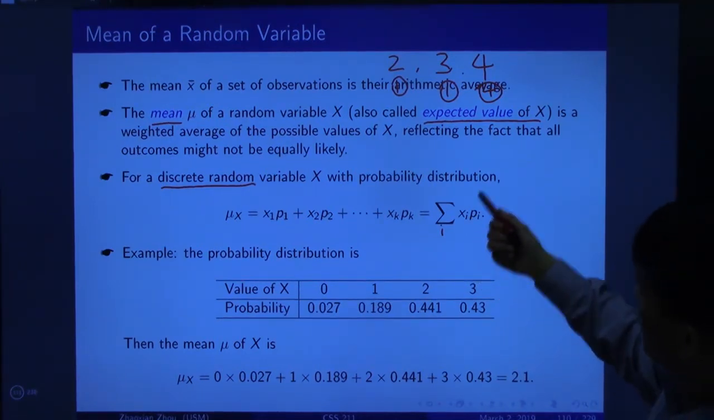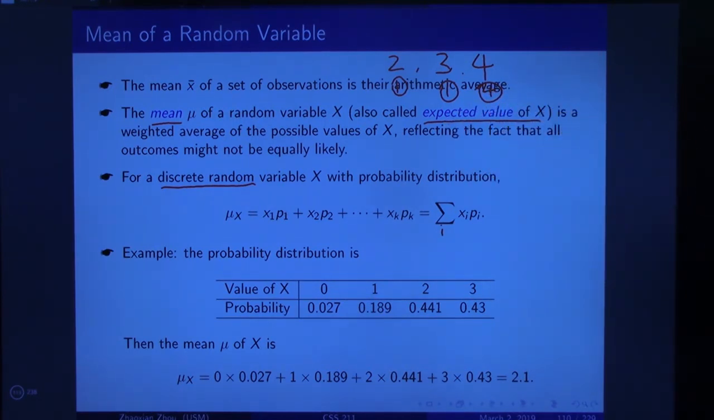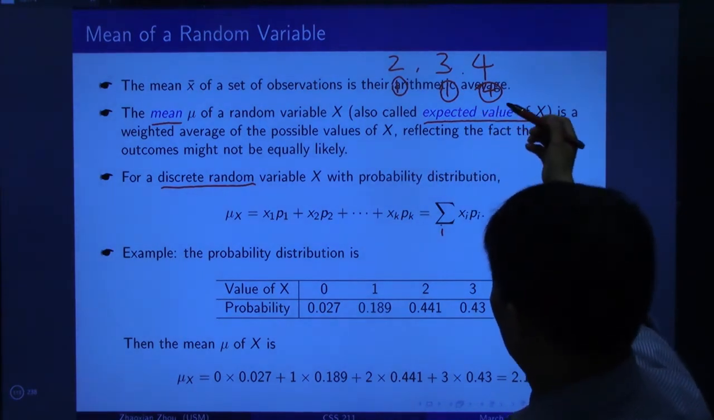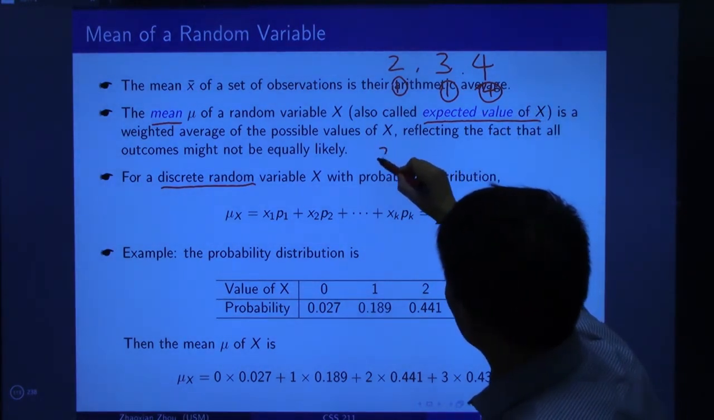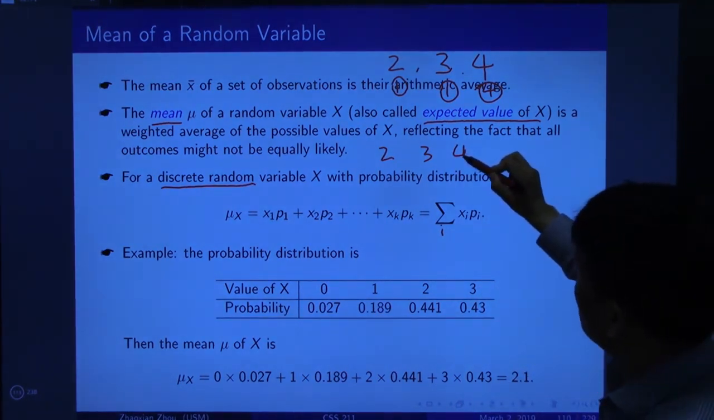What's the difference between this and here? Here, if we want to calculate correctly with the method we used before, we should write like this. You have 2, you have 3, you have 4, but we cannot stop.